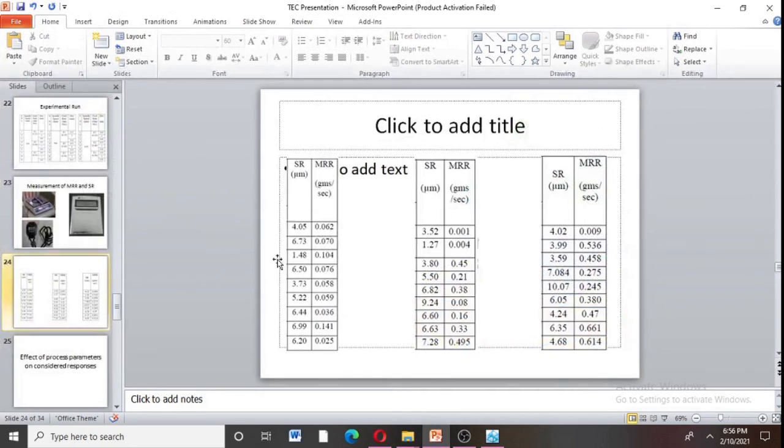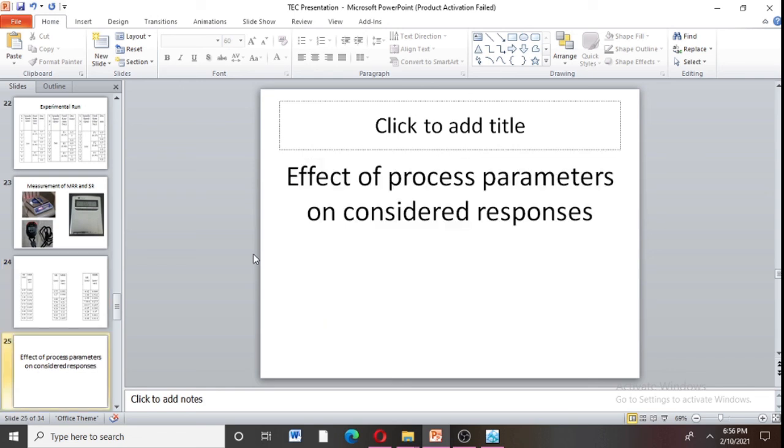Now you are aware of how we conduct the experiment, how we write the inference, how we evaluate or analyze the collected experimental data, and how we write the effect of process parameters on considered responses. Likewise, you are aware of how we utilize the Design Expert software for conducting the analysis of experimental data. You may utilize this software for your experiment in your UG project. Not only UG, you may use this for PG and PhD also.